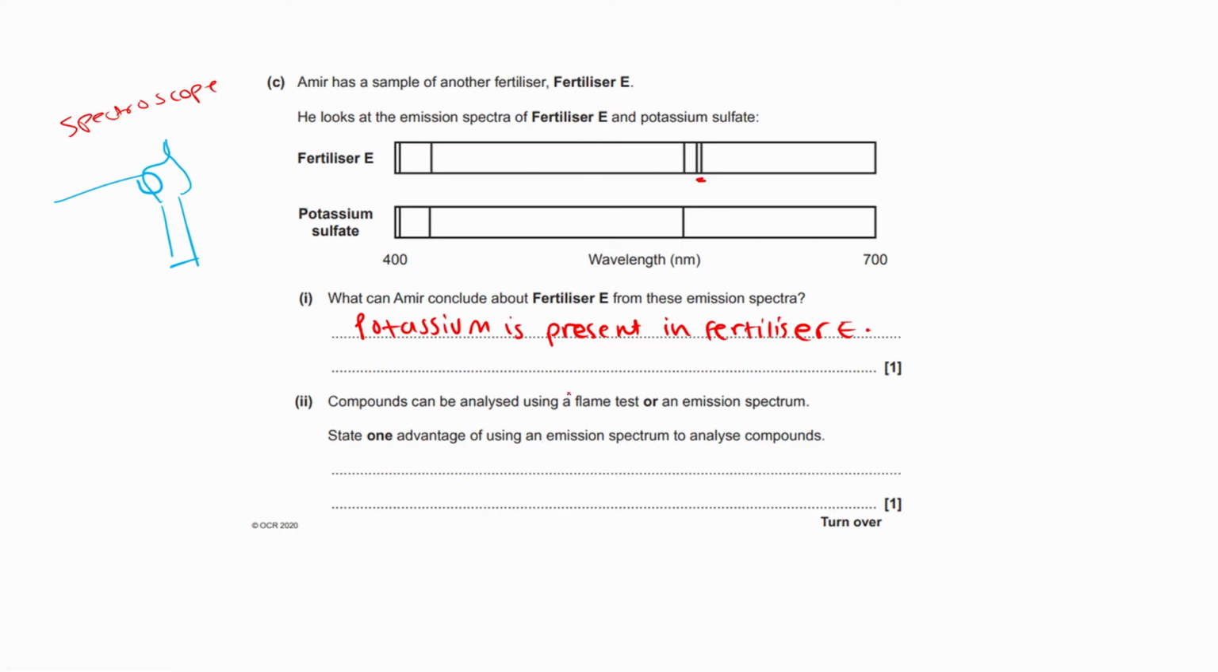Compounds can be analyzed using a flame test or an emission spectra. State one advantage of using an emission spectrum to analyze compounds. This question is making you compare manual methods with automated methods. The result is more accurate. You get the result faster. It's more sensitive. You don't have to judge which color, because different people can judge the colors differently. So there's no room for human error. You don't need to judge the colors because it just gives you the specific wavelengths of light. So I'm just going to say it's more accurate. That's one of the things you could mention.